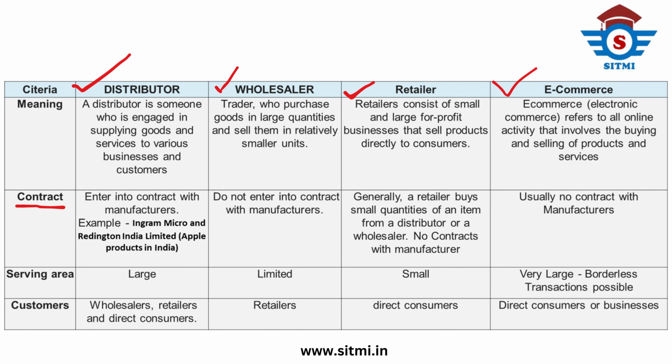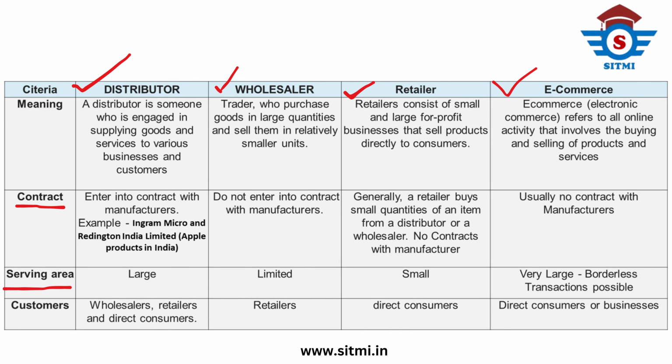Now another difference is the contract with manufacturers. In the case of distributors, usually distributors enter into a contract with manufacturers. For example, Ingram Micro and Redington India Limited is a company in India which is a distributor for Apple products in India. As far as wholesalers are concerned, they do not enter into any contract with manufacturers. Even retailers do not enter into any contract with the manufacturers because retailers usually buy small quantities and sell them to the customers. In e-commerce also, there are usually no contracts done with the manufacturers of a product.